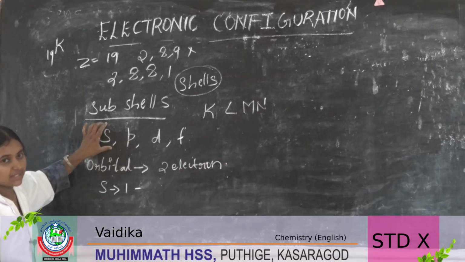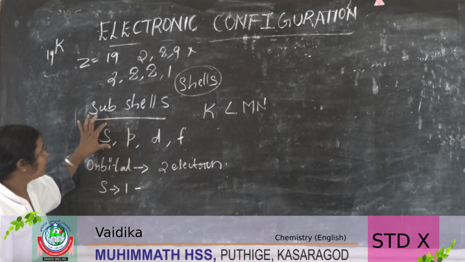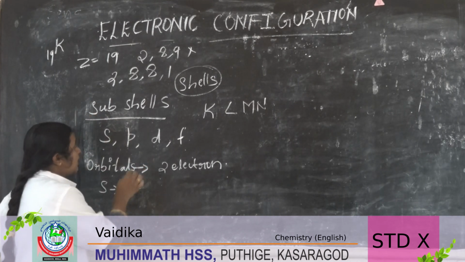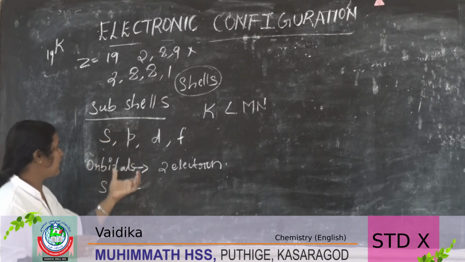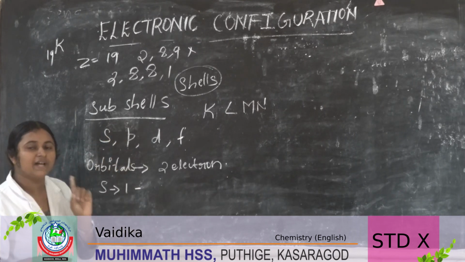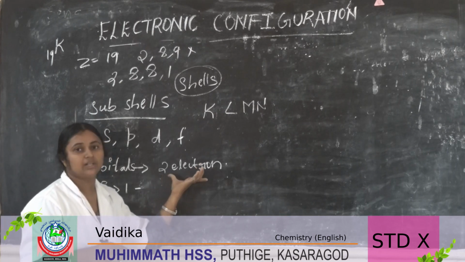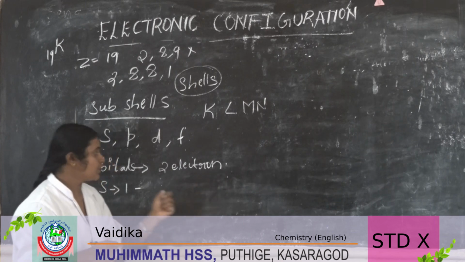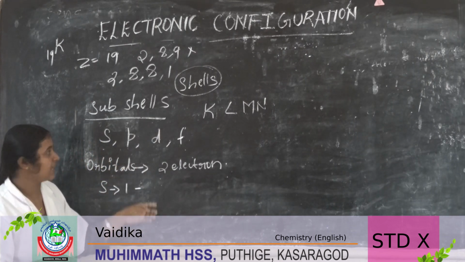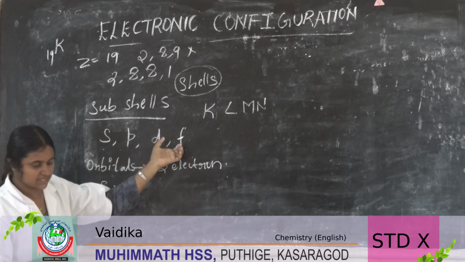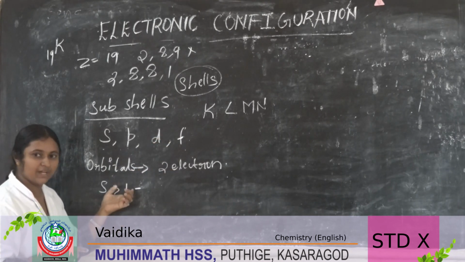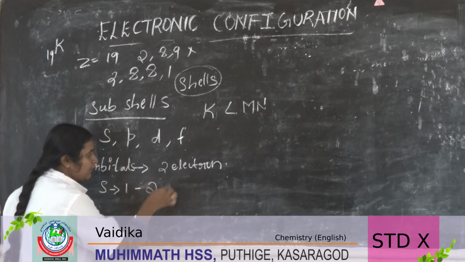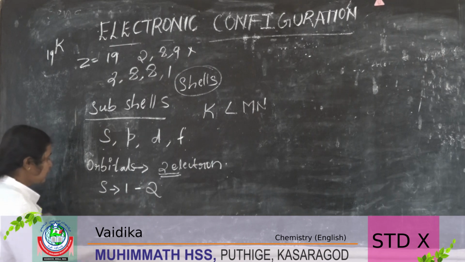In the subshells, the electrons occupy some place. That place is called an orbital. One orbital will occupy only 2 electrons. So let us study how many orbitals are there in the 4 subshells. In the S subshell, only one orbital is there. In one orbital, how many electrons can be occupied? It will be 2, right?